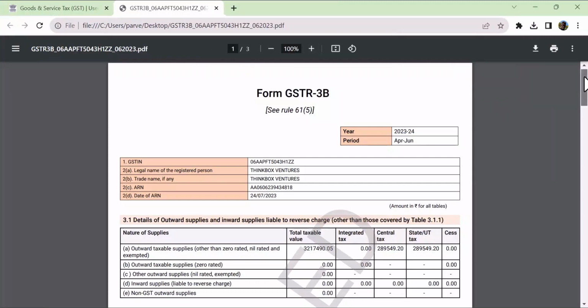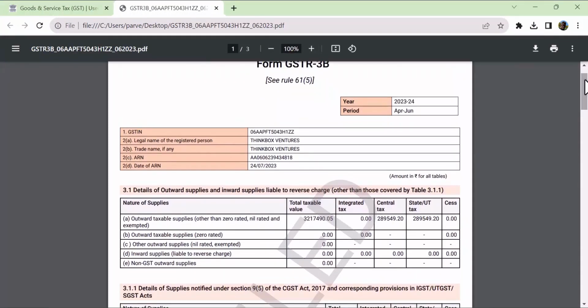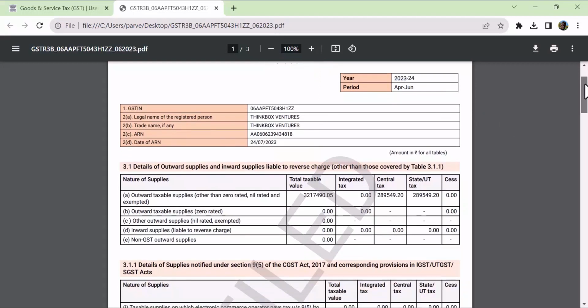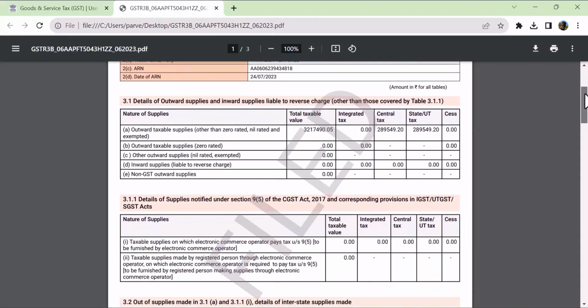So this is the 3B return, which is filed for the year 2023-24 for the period April to June. It gives you the GST number and the name of the registered person. Then the first section talks about the details of output supplies, that means all the sales which the assessee has made.